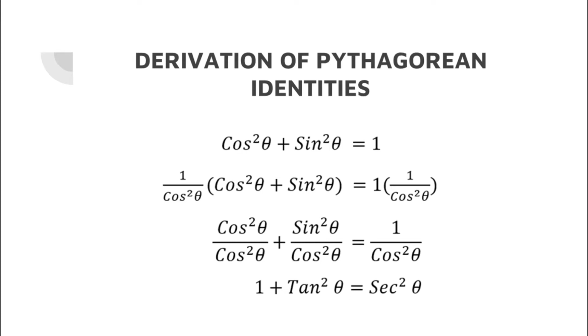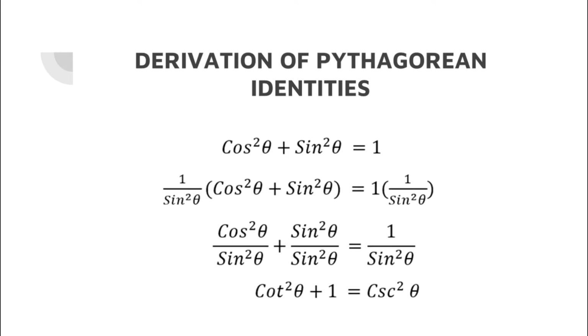From there, we could derive the other Pythagorean identities. First, by multiplying both sides of the equation by 1 over cosine squared theta, and then simplifying using other identities. Cosine squared theta over cosine squared theta would be equal to 1, and sine squared theta over cosine squared theta would be equal to tangent squared theta. And 1 times 1 over cosine squared theta would be equal to secant squared theta. So that's the second Pythagorean identity: 1 plus tan squared theta is equal to secant squared theta.